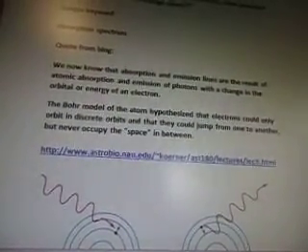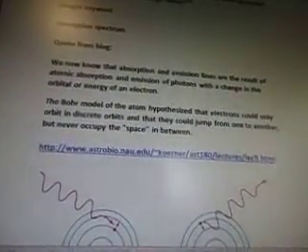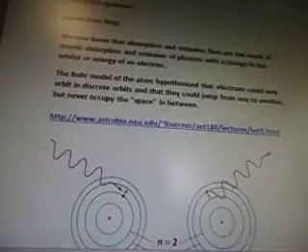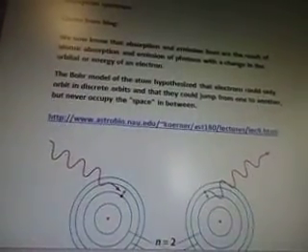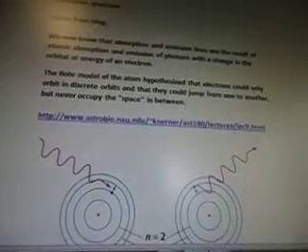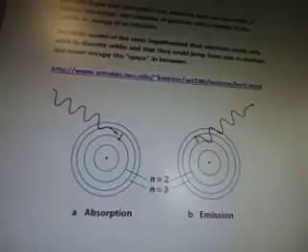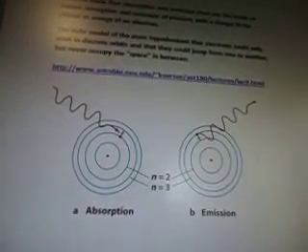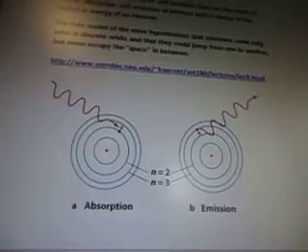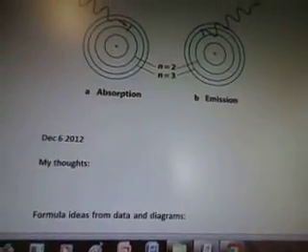We now know that absorption and emission lines are the result of atomic absorption and emission of photons with a change in the orbital or energy of an electron. To Bohr model the atom, hypothesized that electrons could only orbit in discrete orbits and that they could jump from one to another, never occupy the space in between. So there's absorption and emission graphs with waves there.